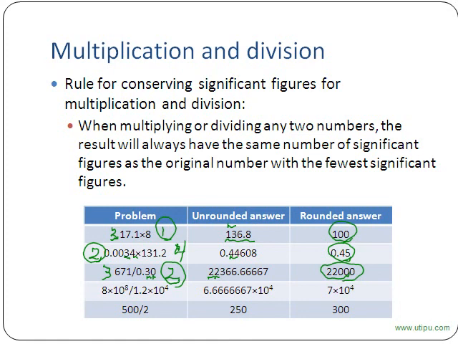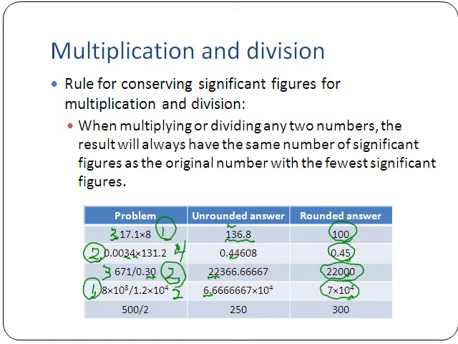Okay? On our next one, 8 times 10 to the 8th. Well, that only has one significant figure. 1.2 times 10 to the 4th has 2, so that means that we're going to only have one significant figure here. So we're going to round our unrounded answer, 6.6666667 times 10 to the 4th. We'll only round to the first one here. Since the next digit is a 6, that's going to round up, so we get 7 times 10 to the 4th.